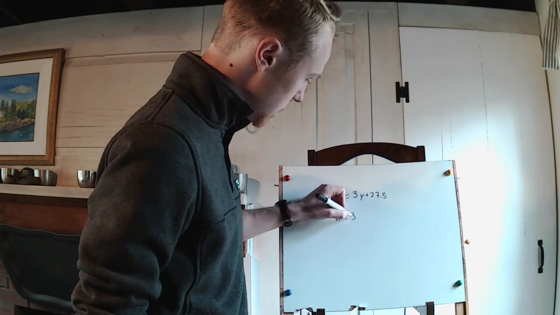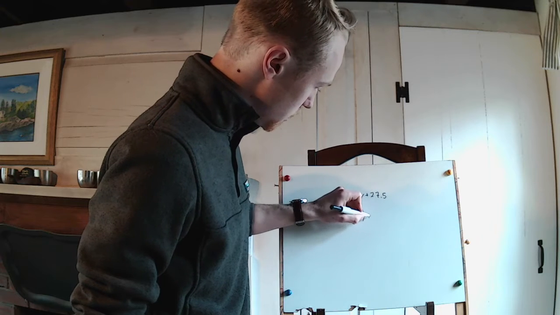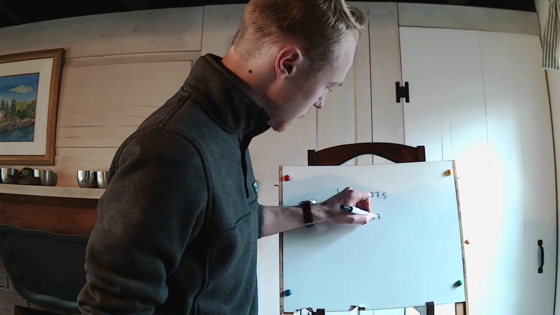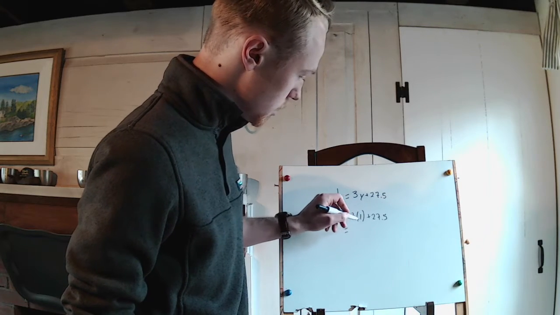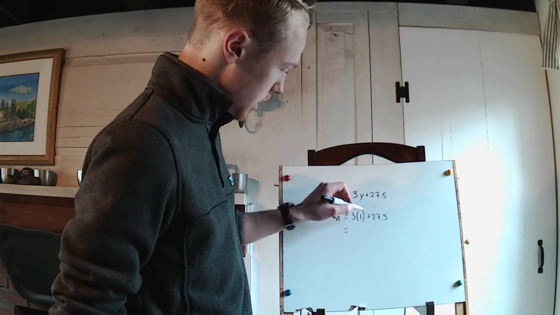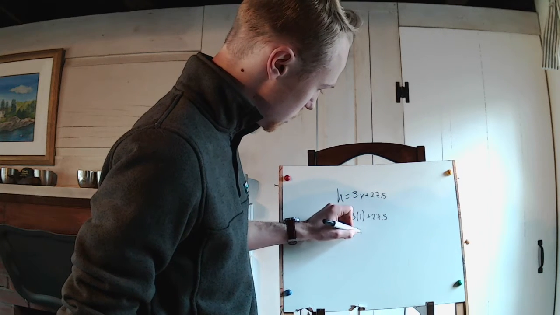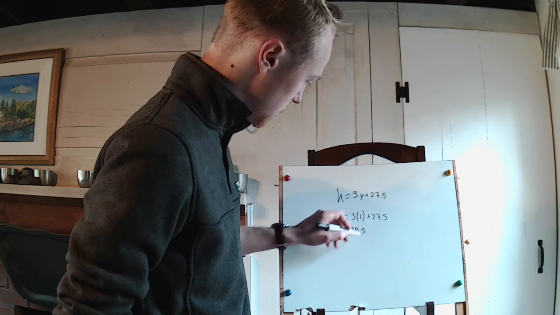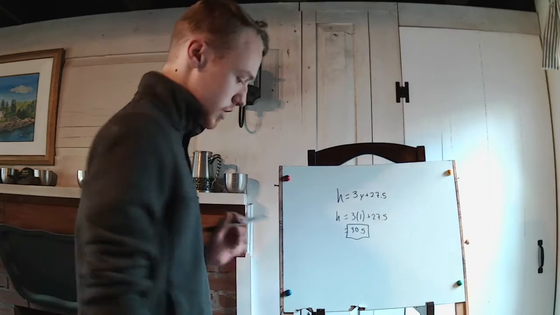So we say 3 times 1 plus 27.5. And that will equal 3, because 3 times 1 will just equal 3. 3 plus 27.5, giving us 30.5. And that'll be our answer for if the child was 1 year old.